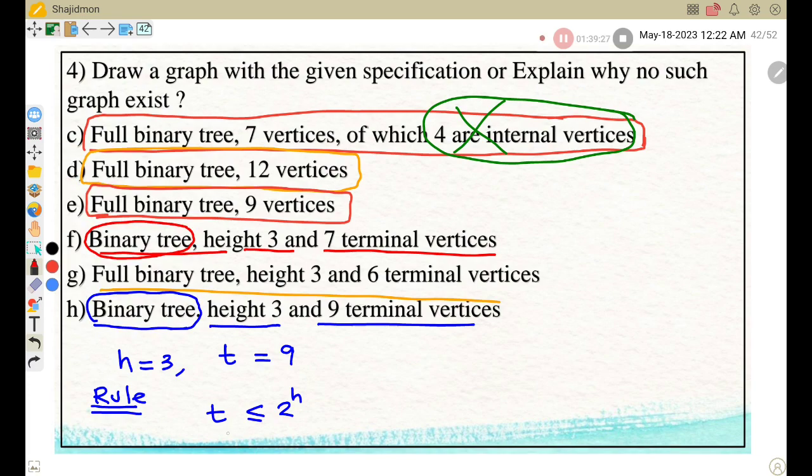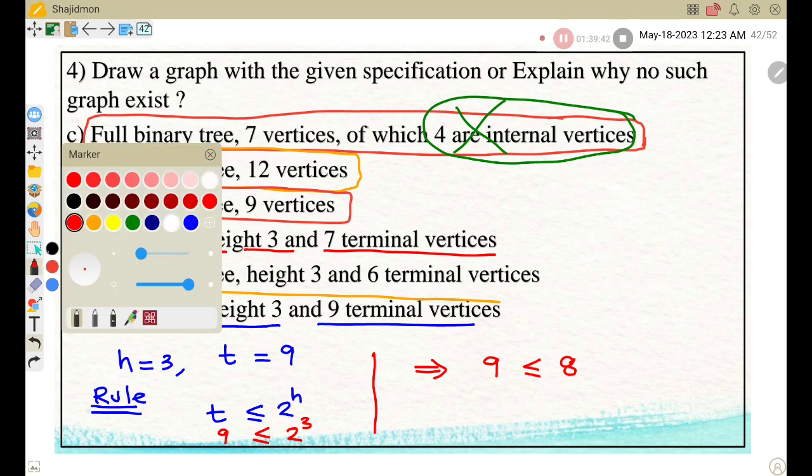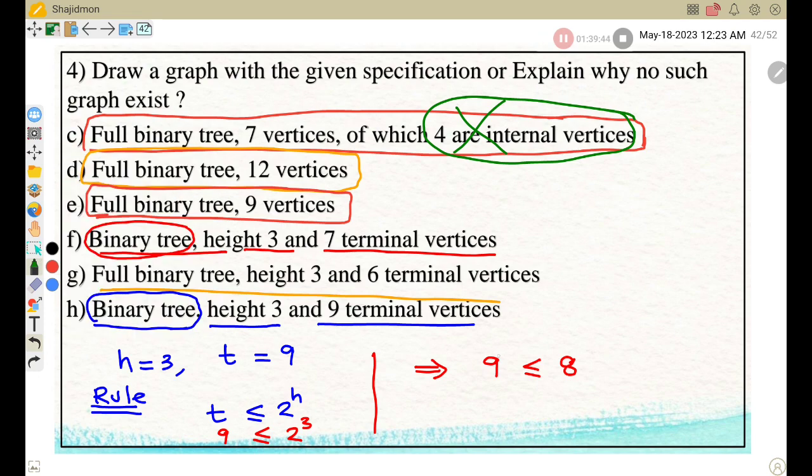What is the T number? 9. Less than or equal to 2 power, what is the h number? 3. Correct? That means 9 less than or equal to 2 power 3, which is 8. Is it correct or not? 9 less than or equal to 8? It is not correct, because 9 is the bigger number, not 8. So this inequality is not correct. See here, the greater portion is 8, but 9 is the bigger number.